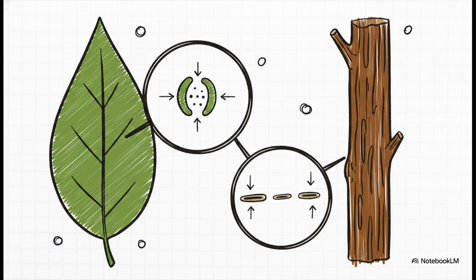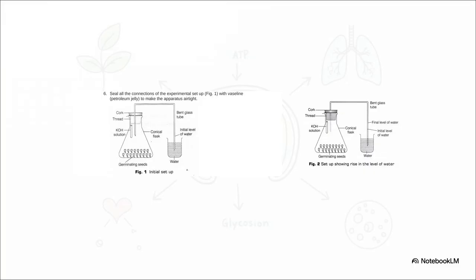Gases just drift in and out through tiny pores on their leaves called stomata and lenticels on their stems, moving freely through intercellular spaces day and night. But hey, don't just take my word for it. This classic lab experiment visually proves that plants are constantly respiring. If you place germinating seeds in a sealed flask with a small tube of potassium hydroxide, or KOH, the seeds respire and release CO2.